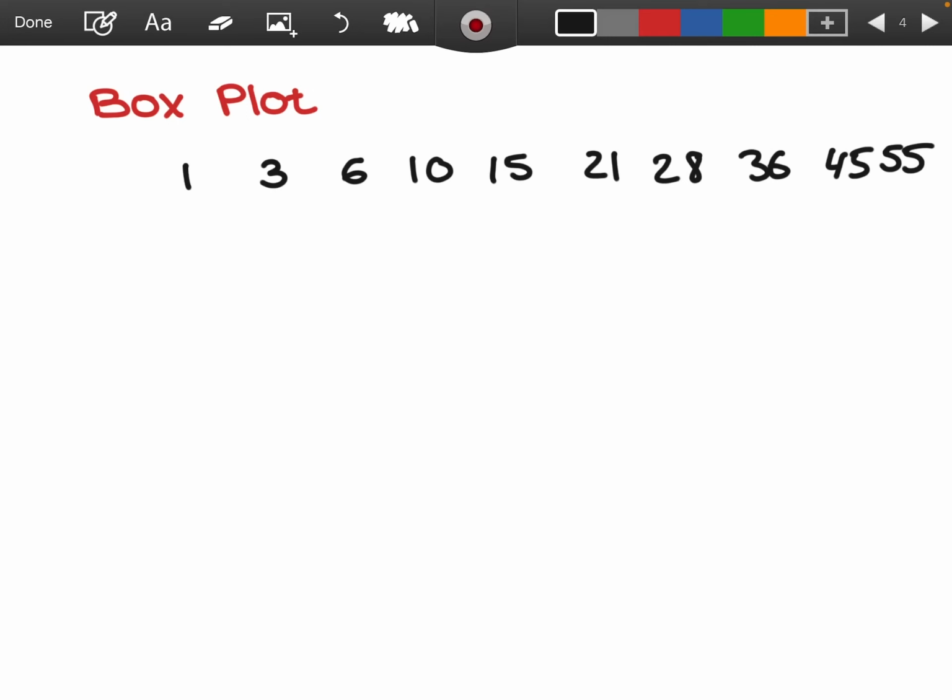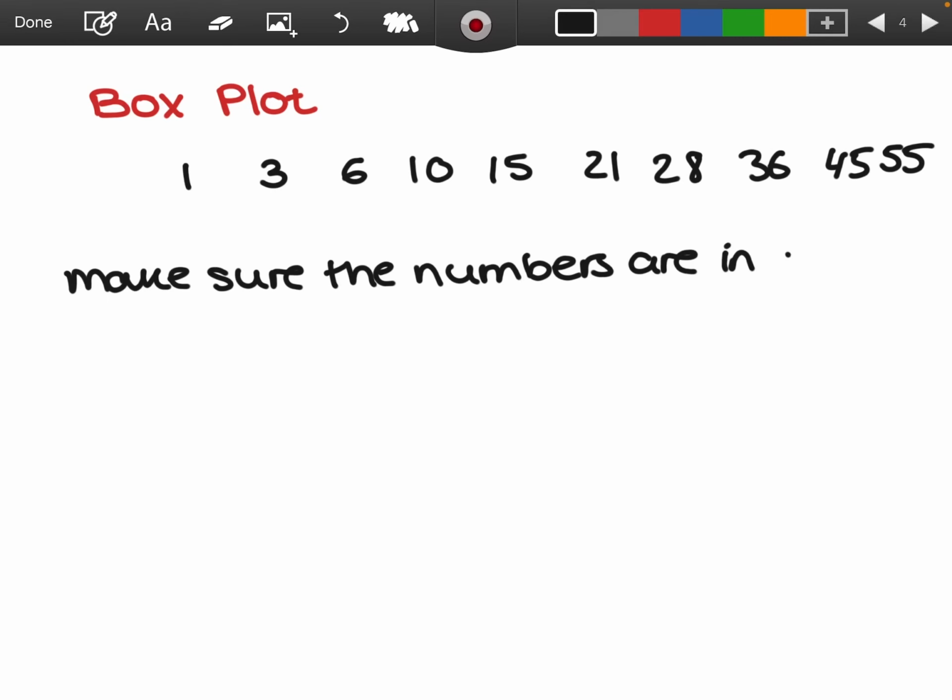Whenever you deal with box plots, the first thing I want you to do is make sure that your data set is in order. These numbers are all in order. I've done that on purpose. But the first thing you need to do is make sure the numbers are in order from lowest to highest. Otherwise, this will not work. The next thing I want you to do is to figure out the median of the set. Now, you've probably heard of the median before.